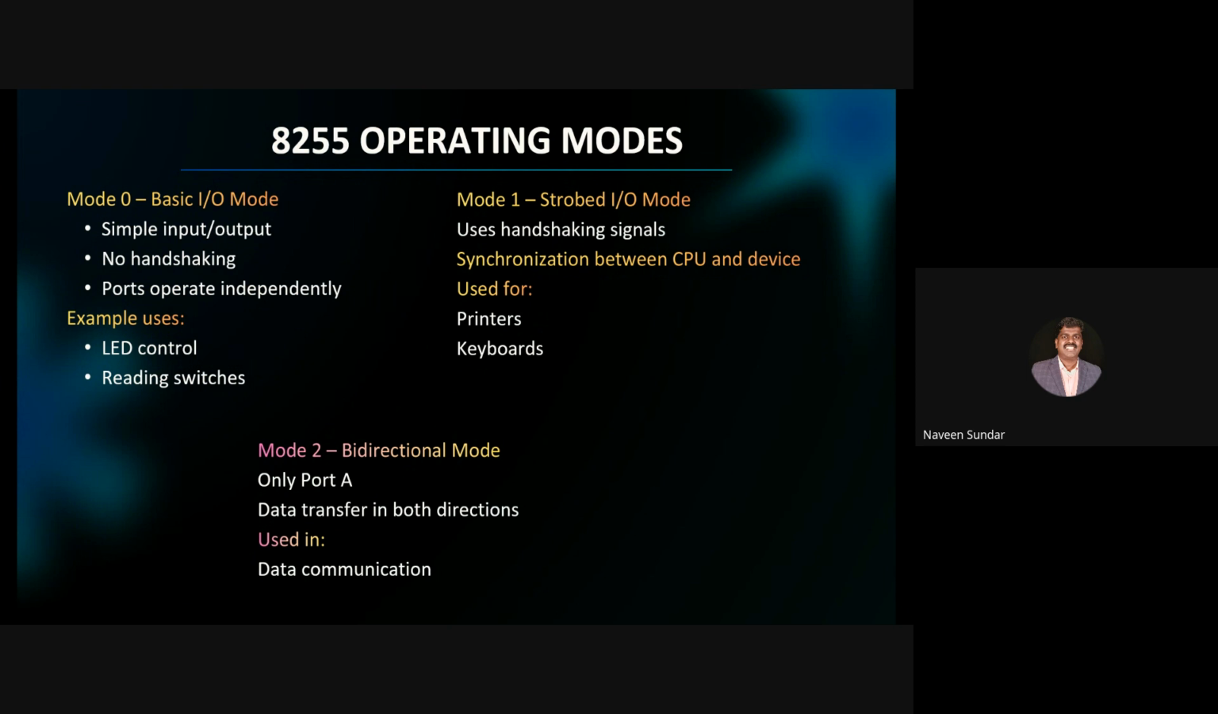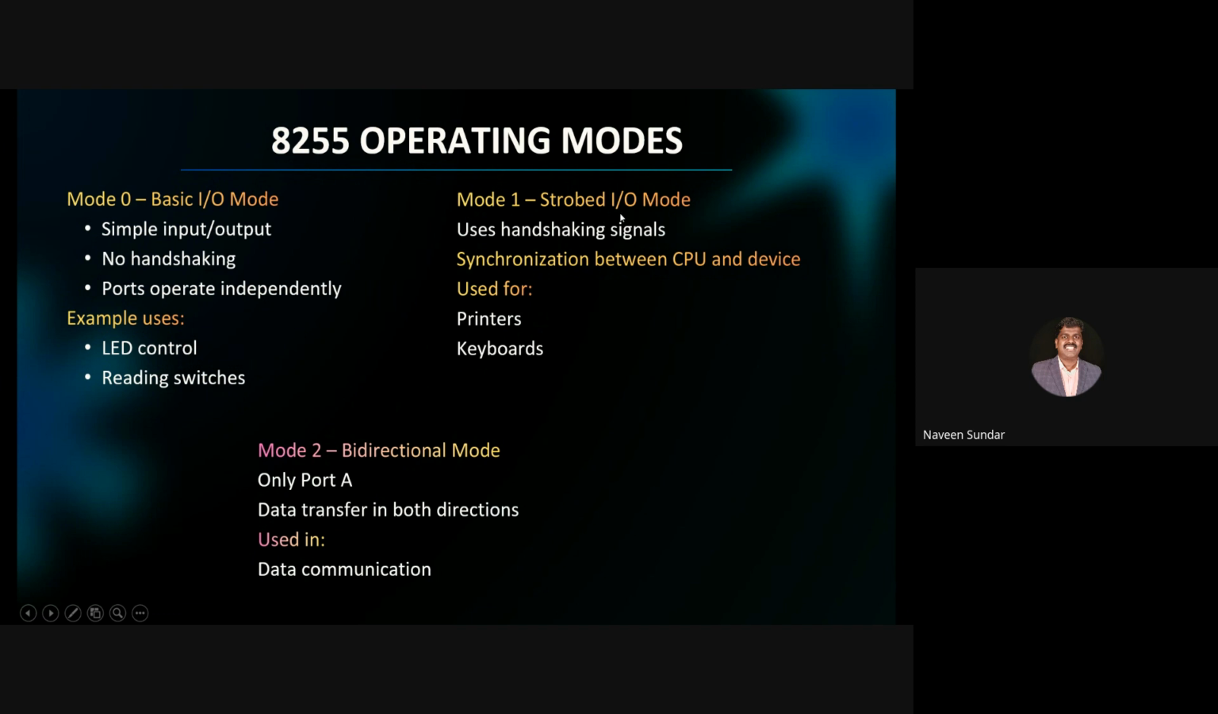We basically have three modes in which ports A, B, C will be activated. Mode 0 is a basic IO mode. Here it is 0 or 1, which decides how the switch works. 1 means on and off we say is 0. Similarly for LED control, if it is 1 the LED display will be on, and if it is 0 the LED display will be off. So the basic IO mode we call mode 0.